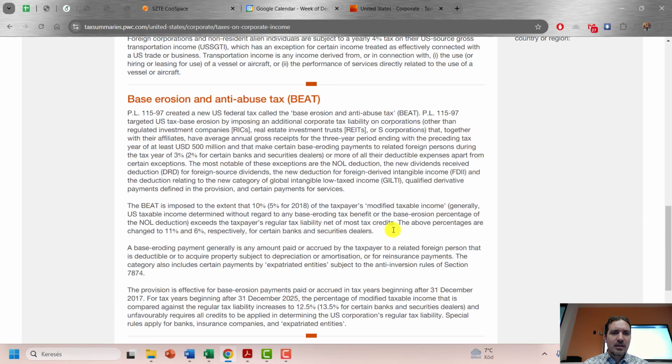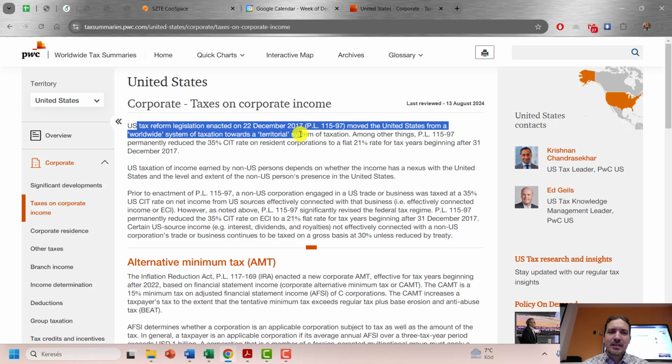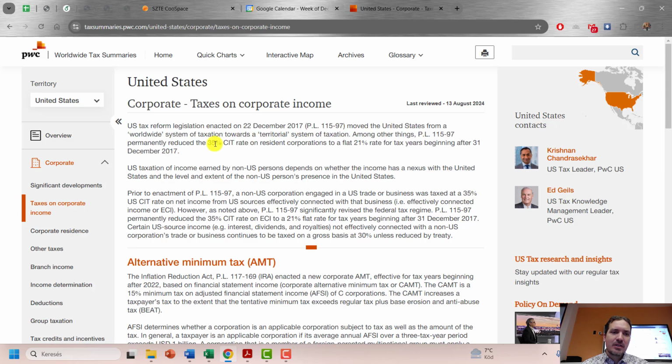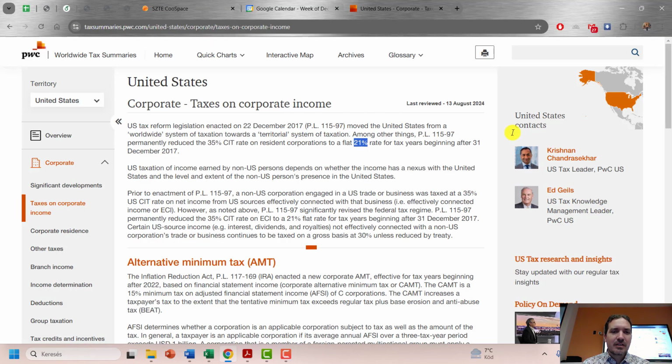Okay, so the US tax reform legislation enacted last decade permanently reduced the tax rate. They had 35%. Oh my god. Okay, so 21% tax rate. This is not that much of a win. And this is still the federal tax rate, unfortunately.